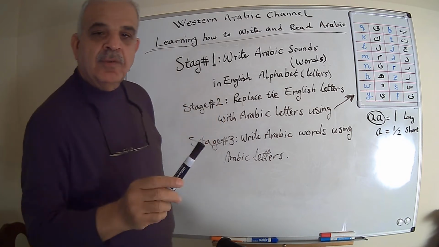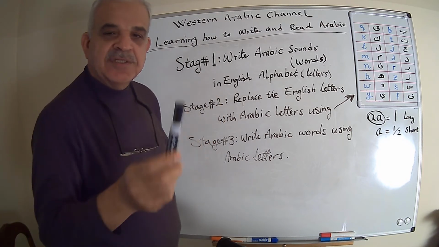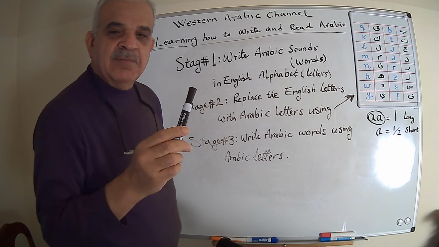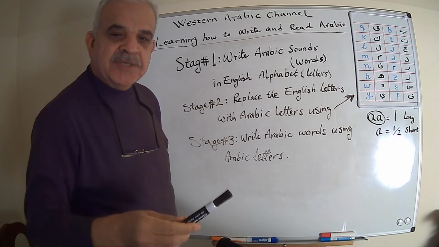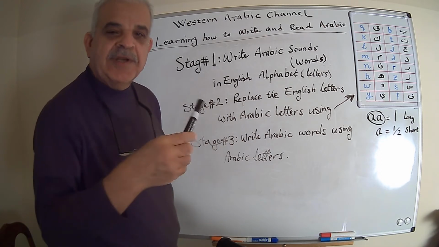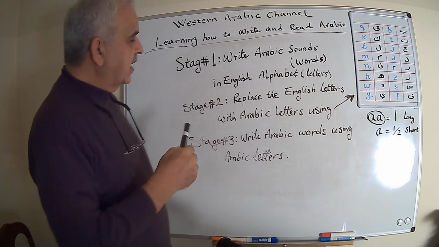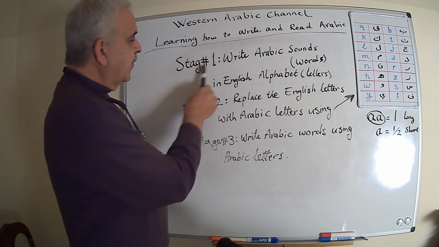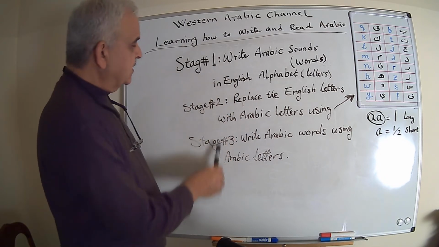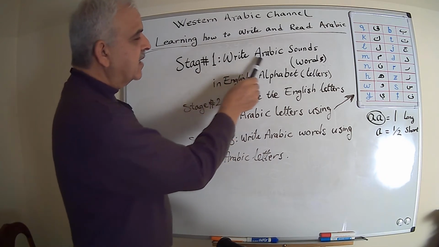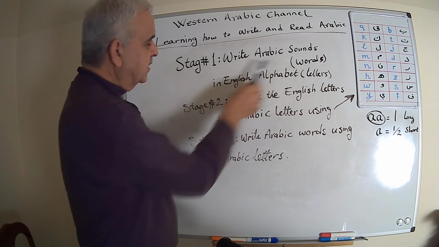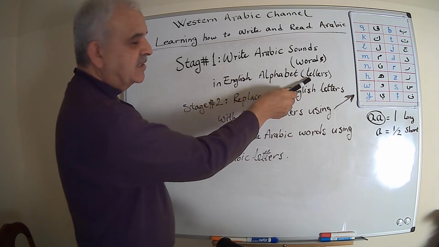For those who can speak and understand a little bit of Arabic, but don't know how to write and read, they miss the opportunity of learning that. So here I'm trying to help them read and write Arabic. That will go through three stages. The first stage, we will write Arabic sounds or words in English alphabet letters.